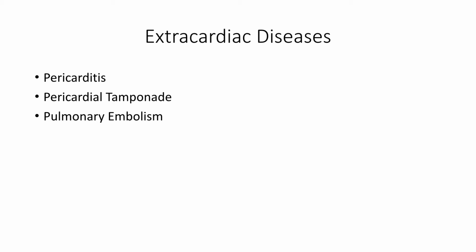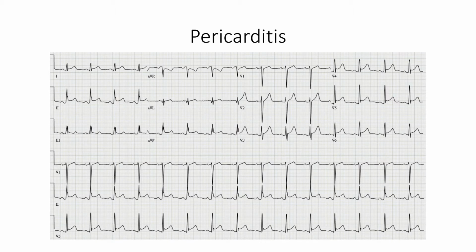Okay, so here's our second subsection on extracardiac diseases. And the extracardiac diseases that we'll talk about today are pericarditis, pericardial tamponade, and pulmonary embolism. Okay, so the first one is pericarditis.